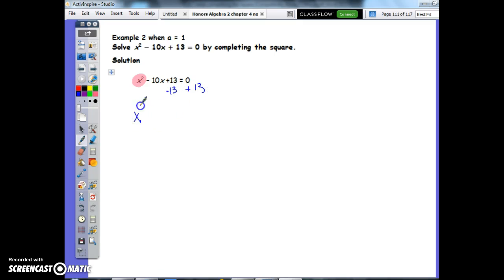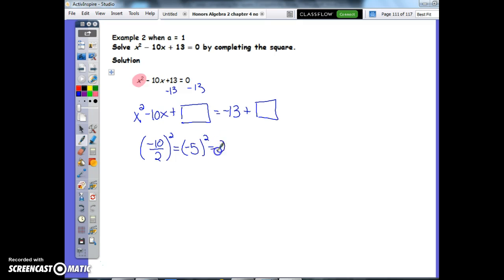So you have x squared minus 10x plus something, and I don't know what this is, equals my minus 13, plus this same something. Well, this something is where you take half the middle term. So we took half of it, and then we're going to square it. So this is negative 5, we're going to square it, which is 25. So you add that to both sides.